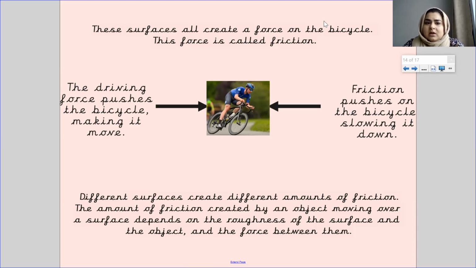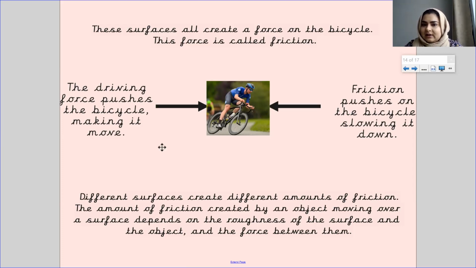So the driving force pushes the bicycle, making it move, which is a motion going one direction. Then friction pushes on the bicycle, slowing it down. Different surfaces create different amounts of friction. The amount of friction created by an object moving over a surface depends on the roughness of the surface and the object and the force between them.